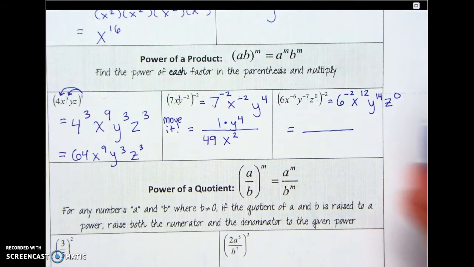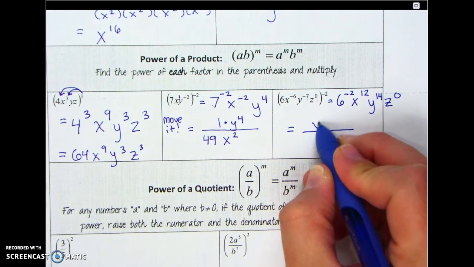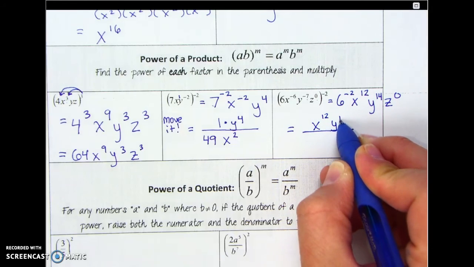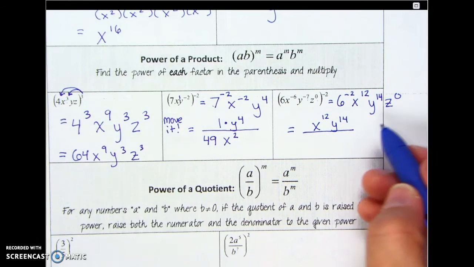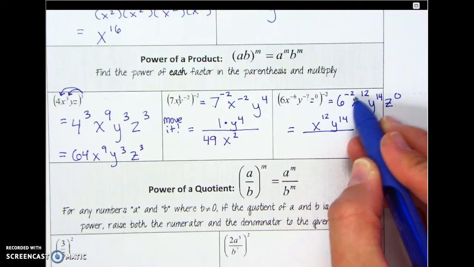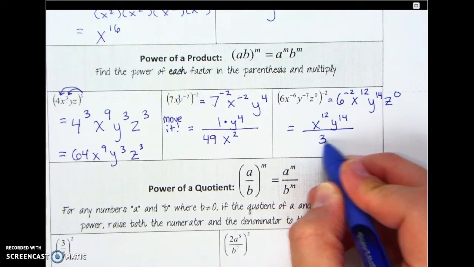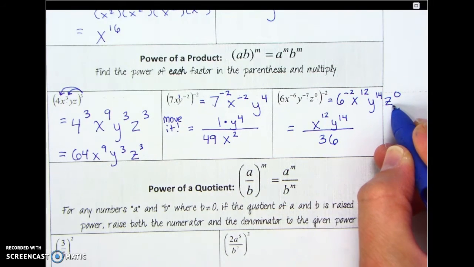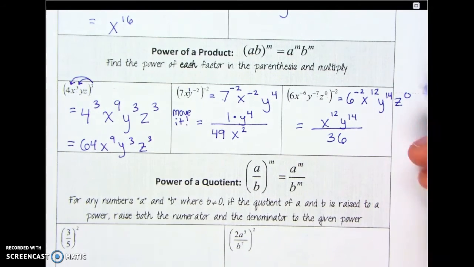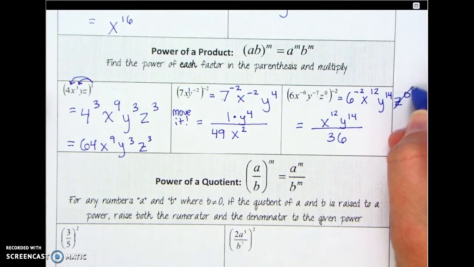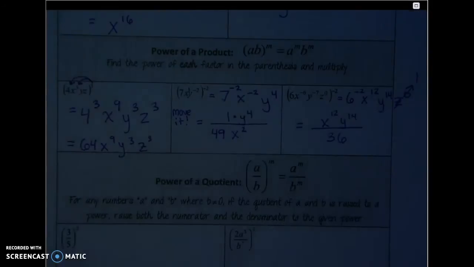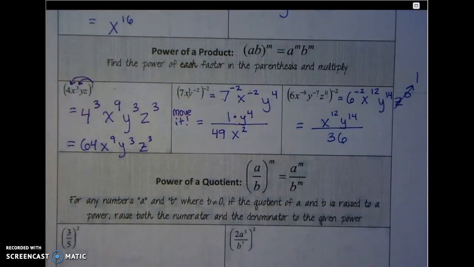What has positive powers? Those are going to stay on the top. What has a negative power? The 6. What is 6 squared? 36. What happens to the 0? Anything to the power of 0 goes to the number 1. So final answer. I'm going to pause and fix it.